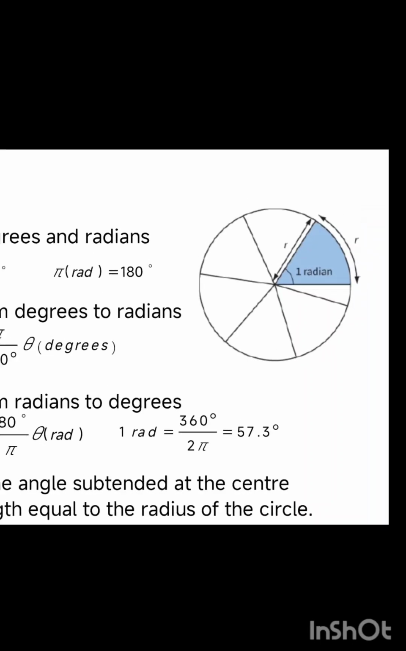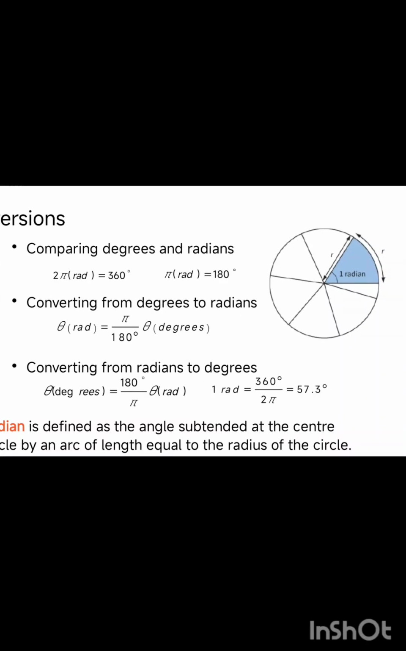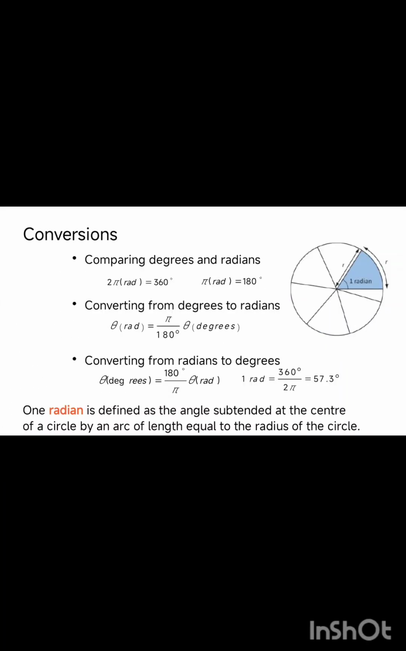Okay, so that's how we define 1 radian: the angle subtended at the center of the circle by an arc of length equal to the radius of the circle. If the arc length becomes equal to the radius of the circle, then we say that the angle subtended is equal to 1 radian.